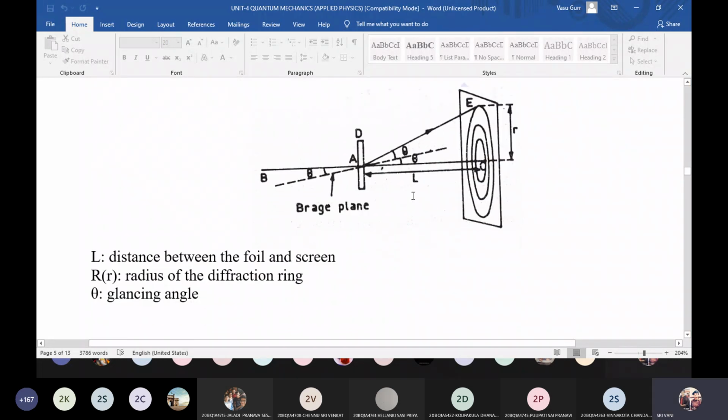Whenever we are representing the diagram, we should mention everything present in the diagram. So what are the constants present in the diagram? That is B, the path of the electron beam, which will be incident on A, the anode. L, the distance between the anode and the screen. R, the radius of the ring. Theta, the glancing angle.